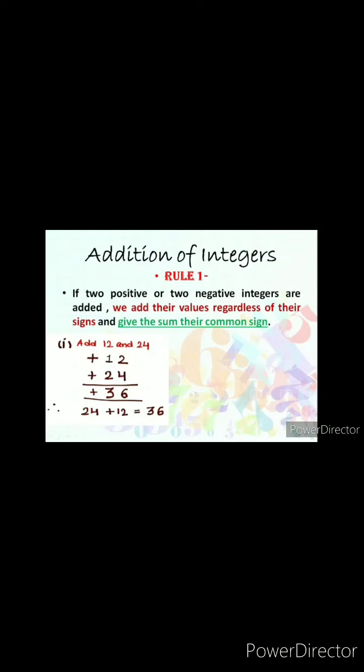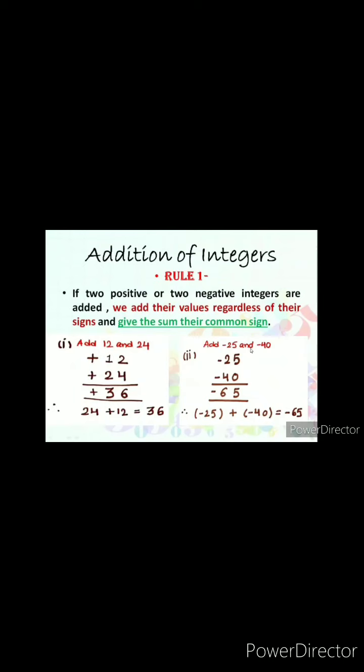Is that clear? Now see the next example. I have to add minus 25 and minus 40. You can clearly see that both the integers have a minus sign. So regardless of the sign, we are just going to add them and put the common sign. Here the common sign is minus. So our answer will have the common sign minus and the sum, that is 65. Isn't that easy?